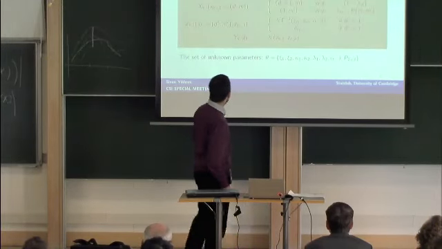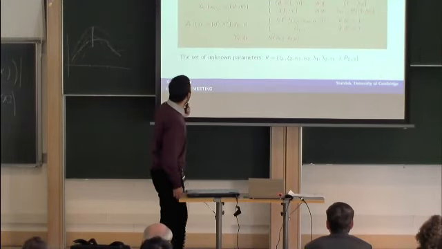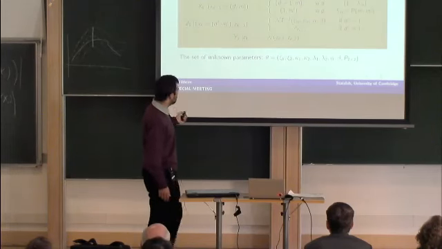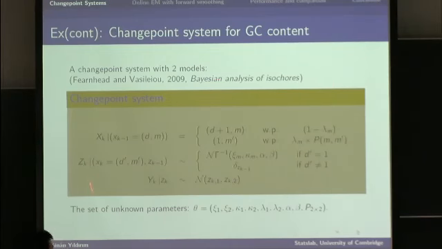Fearnhead and Vasileiou in 2009 developed a changepoint system for this data, and in this changepoint system, the important point is that the observation is a Gaussian random variable with a mean and variance, and that mean and variance is constant during a segment, and these are the latent variables Z. The mean and variance are generated from a normal inverse gamma distribution with those parameters, and it stays constant, which is shown by this Dirac measure.